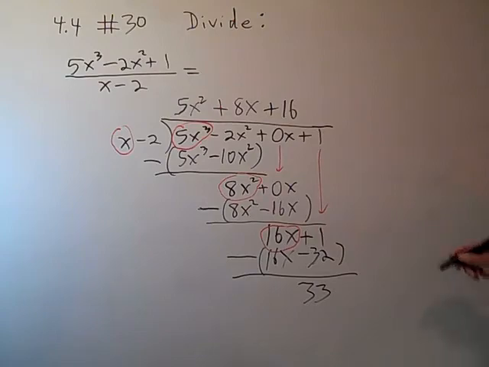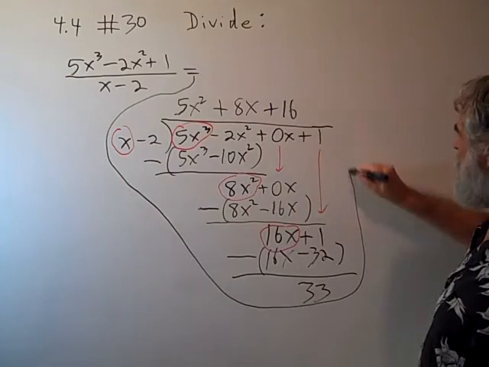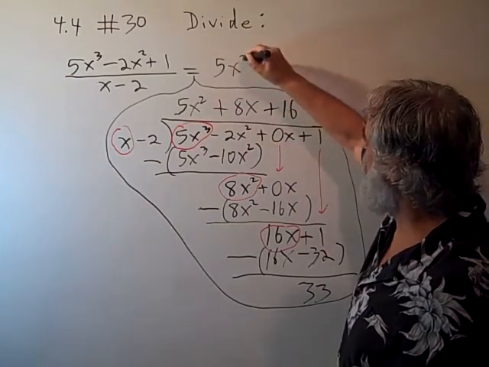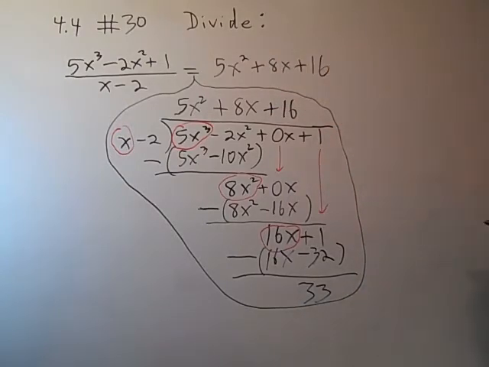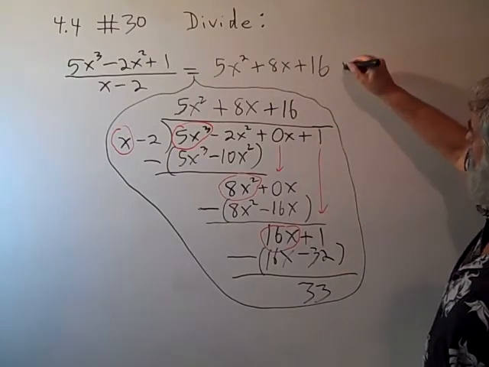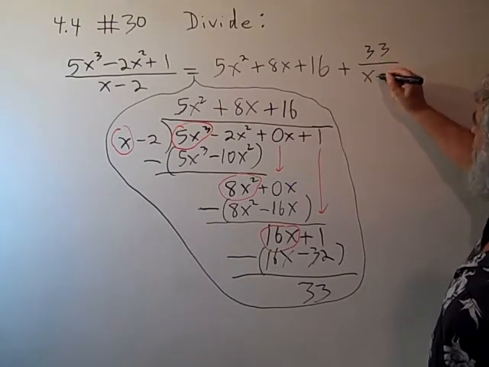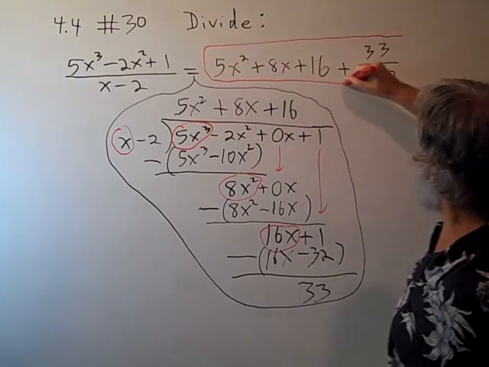So this long division process reveals to us that the quotient is 5x squared plus 8x plus 16 with a remainder of 33. So plus 33 divided by the original divisor x minus 2. So here we have our solution to this long division problem.